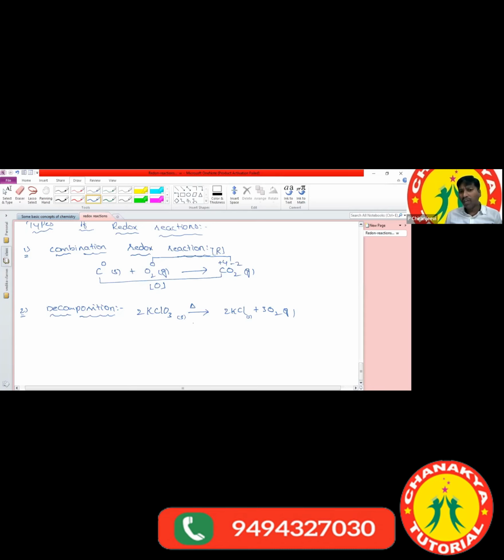Got it? Sir, how can we know whether it is a redox reaction or not? Based on the oxidation number. In KCl, chlorine is -1, in elemental oxygen it is 0, and in this case oxygen exhibits -2, potassium exhibits +1. Then what is the oxidation number of Cl in KClO3? Zavine, what is the oxidation number of Cl?